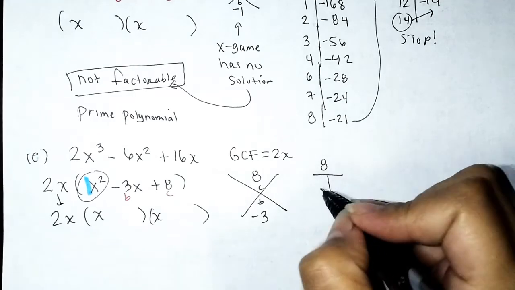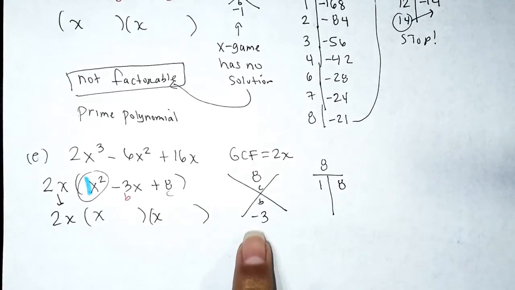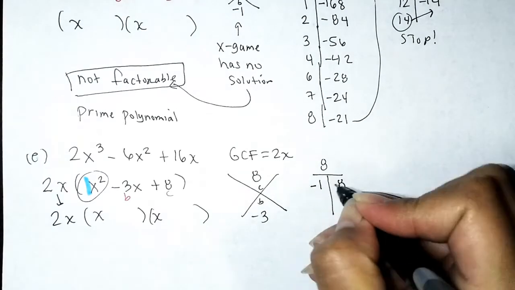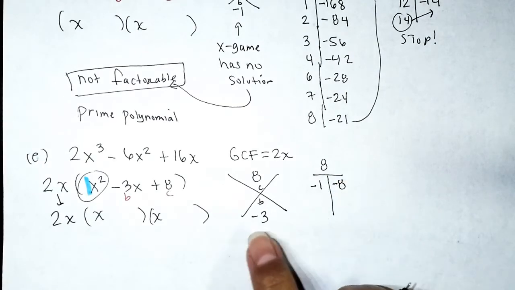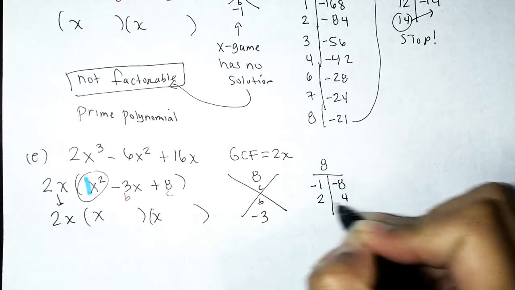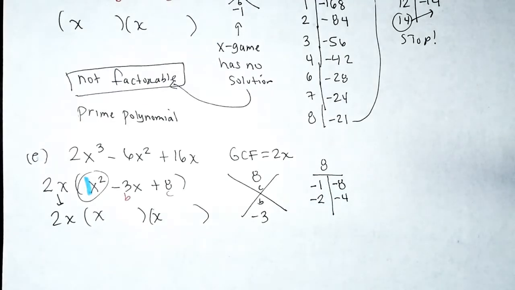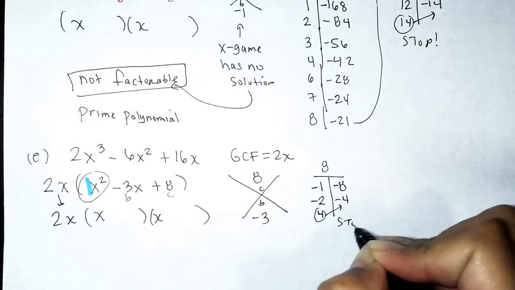Okay, so let's list all those factor pairs. So 1 times 8 is 8, but the factors should be negative. So negative 1 times negative 8 is positive 8, but the sum is not negative 3. Next factor, 2 is a factor. Product is positive 8, sum is not negative 3. 3 is not a factor, 4 is, but it's already in our list, so we're going to stop.